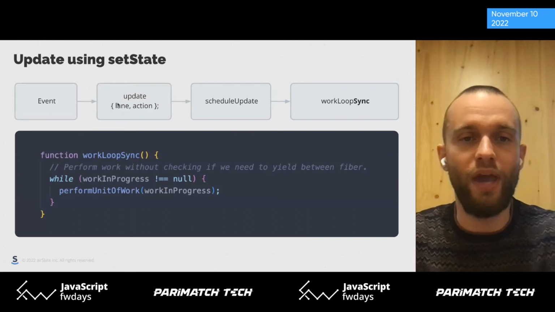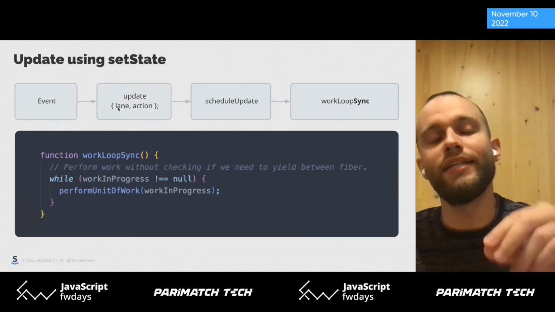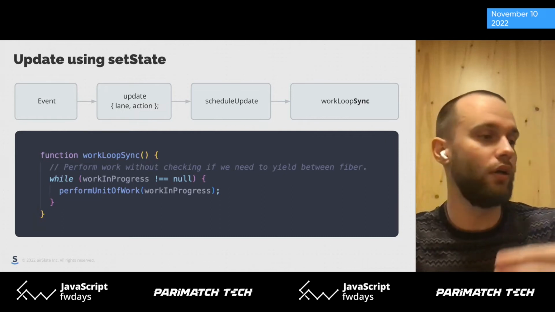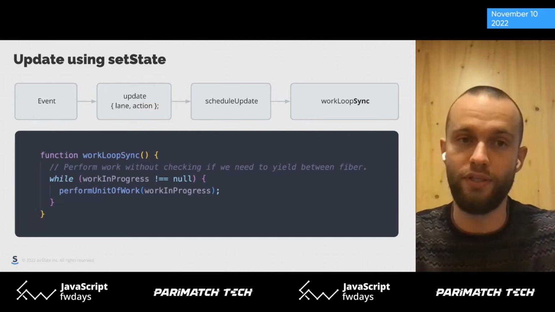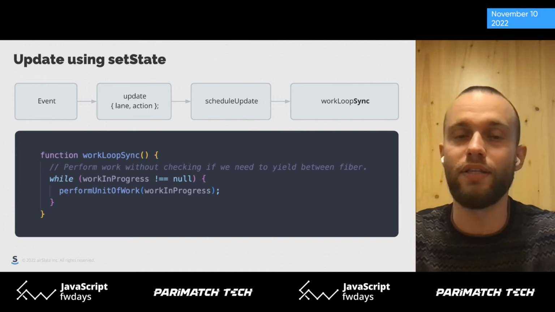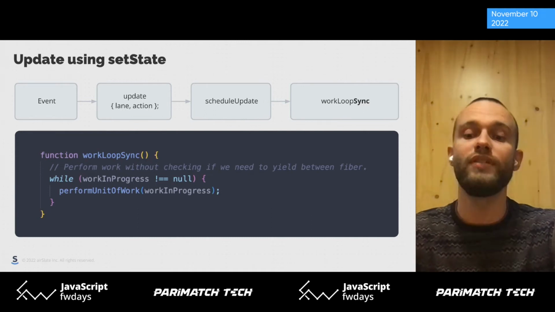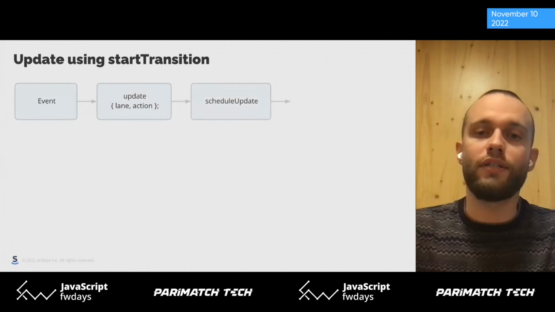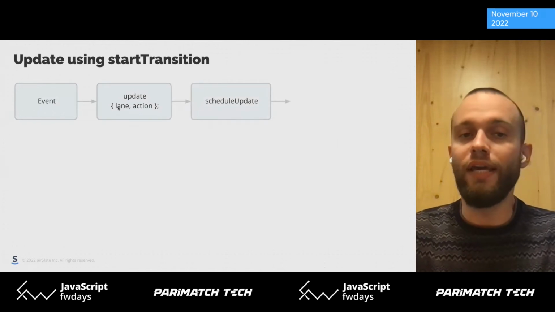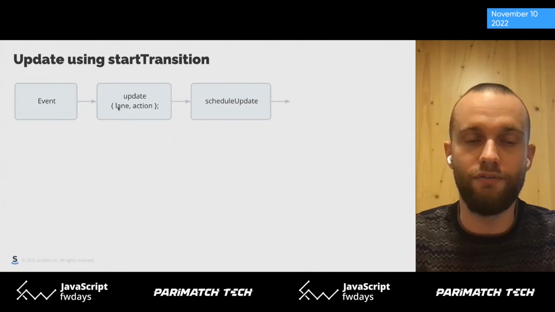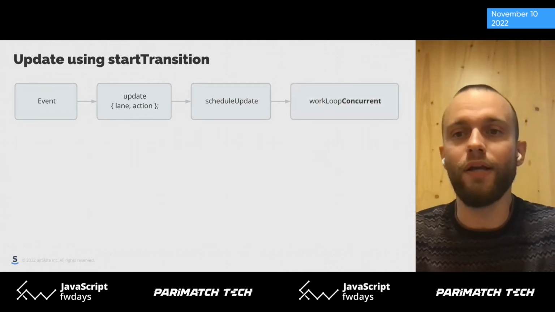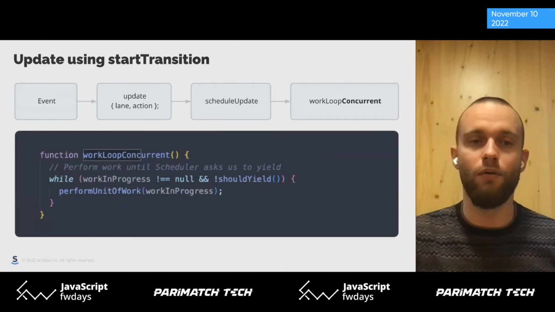In the previous example, the value of the lane is equal to 1. It's just 1, which means the highest priority. It's like synchronous. So React in this case calls workLoop synchronous. Using startTransition, React schedules the update with a lane that differs from 1. And React calls workLoop concurrent.